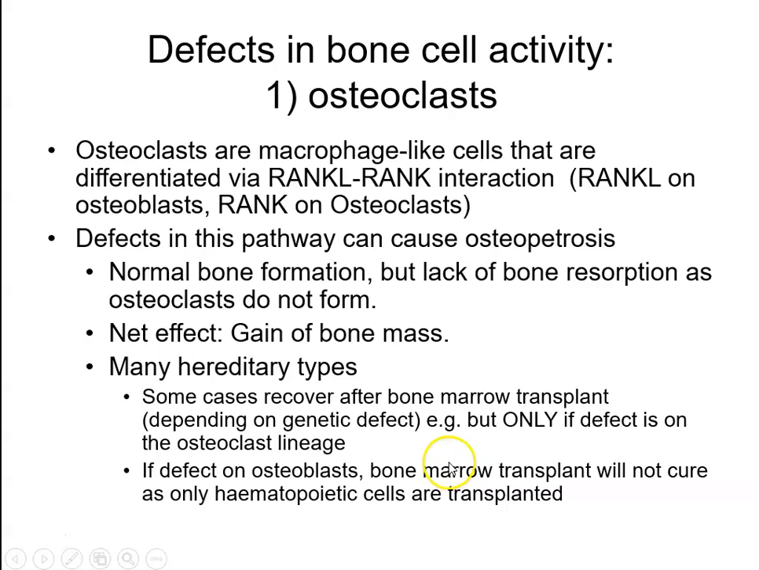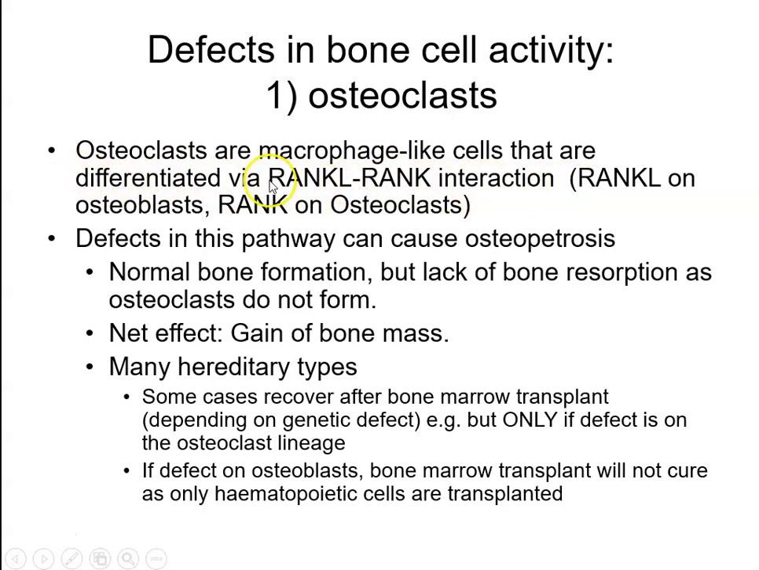So firstly, we're going to look at how the osteoclasts form. Osteoclasts resemble macrophages to some extent. They derive from haematopoietic cells, derive from monocytic cells, and they differentiate to a fully fledged osteoclast with that multinucleate formation that we saw earlier via RANK and RANK ligand interaction.